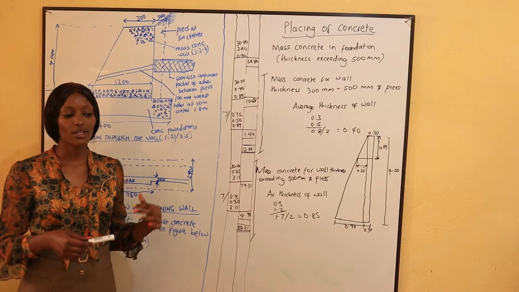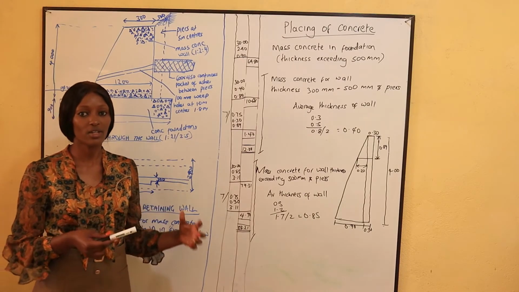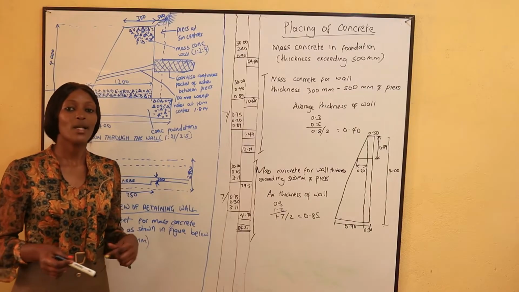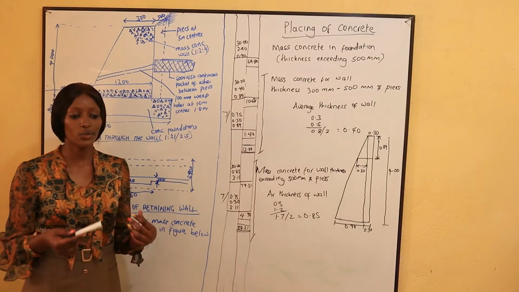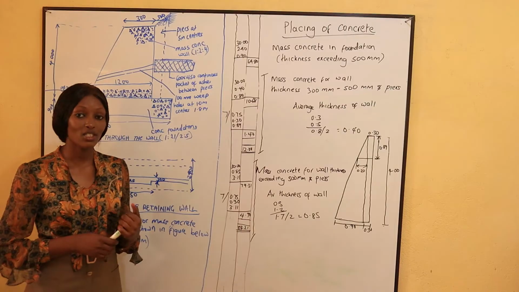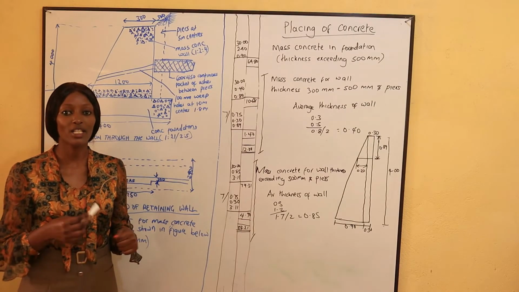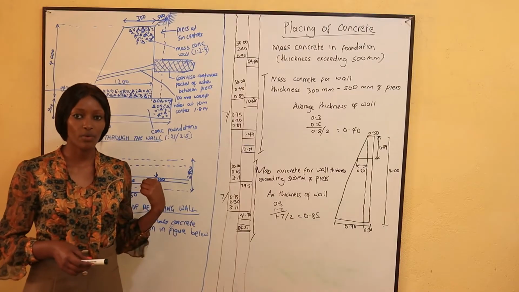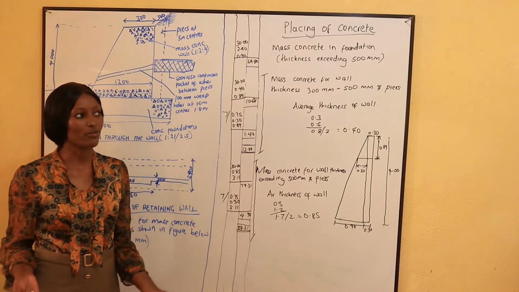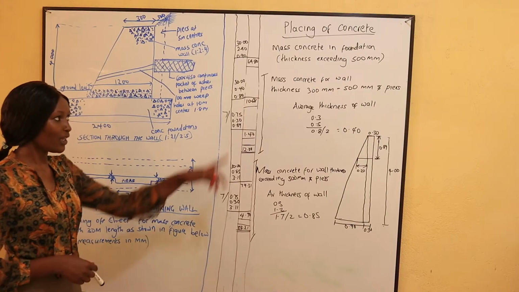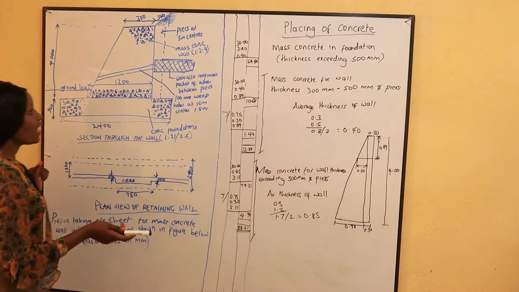So the next step after taking off the concrete is taking off the placing of concrete, so that we can know how many materials we need for the placing process, and also how much labor we need in the placing process, and also overheads and profits, of course. But now let's go back to placing of concrete.